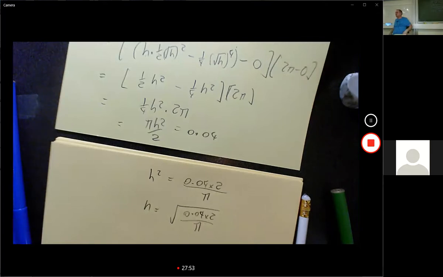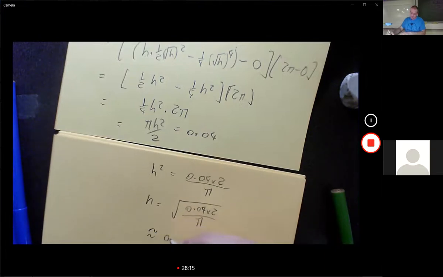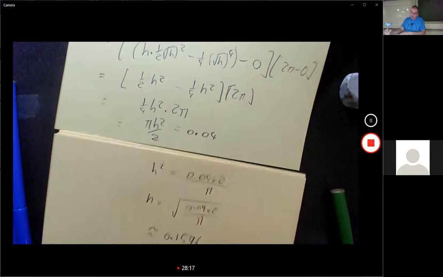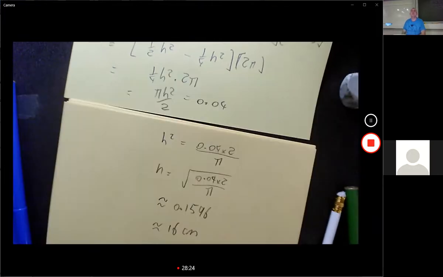Where's my phone? Not that you can use your phone in your exam, but square root of 0.04 times 2. Okay, there we go. 16 centimeters-ish.